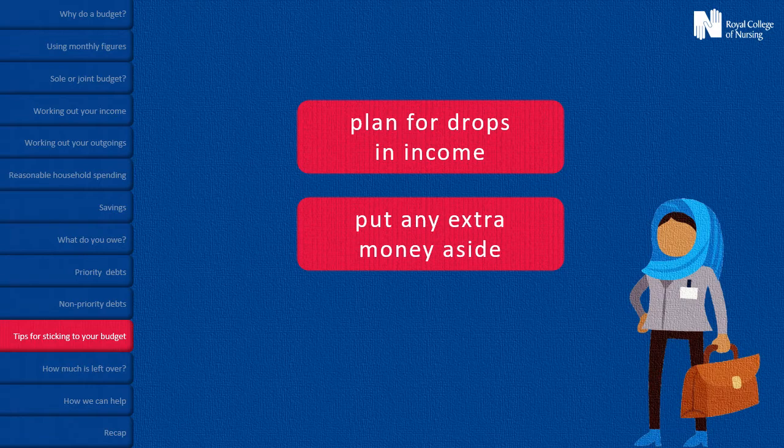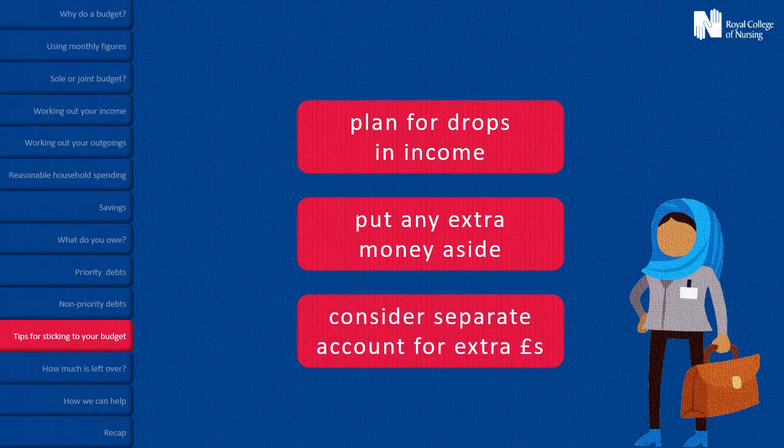You may find it helpful to have a separate account to transfer any extra money into. You can put your savings and money for one-off payments in a separate account to your normal bills. This will help you keep it apart from your usual main bank account and prevent the extra money being spent on your day-to-day expenses.